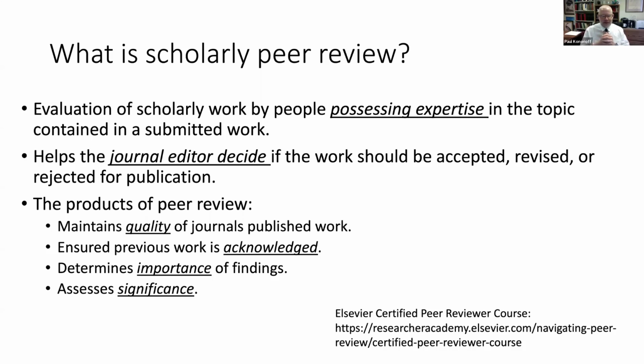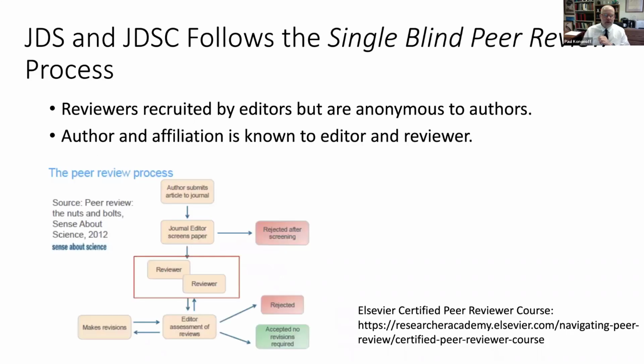What are the products of peer review? It maintains the quality of articles published in the journal. It ensures that previous work on that given topic is discussed and acknowledged in that given work. It's also important in identifying the important findings and assessing the significance to the knowledge base that's currently out there on that topic.